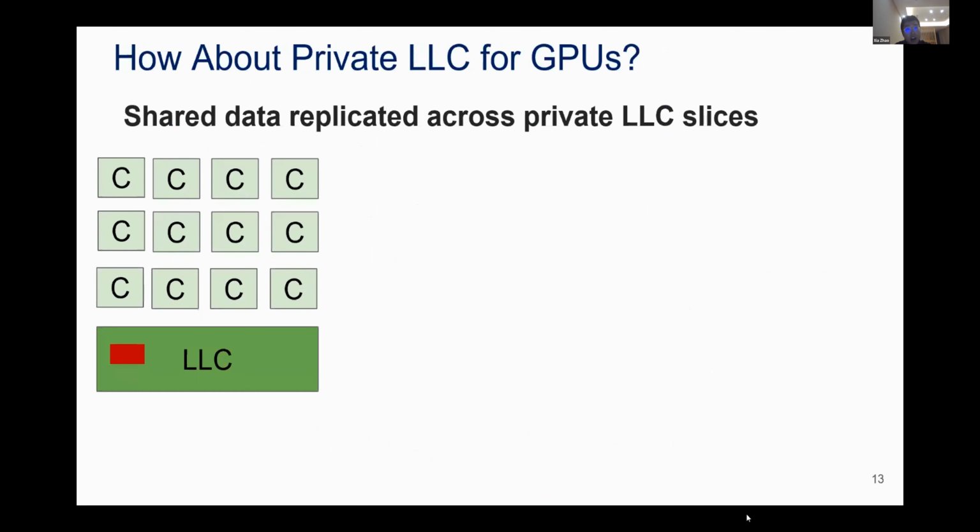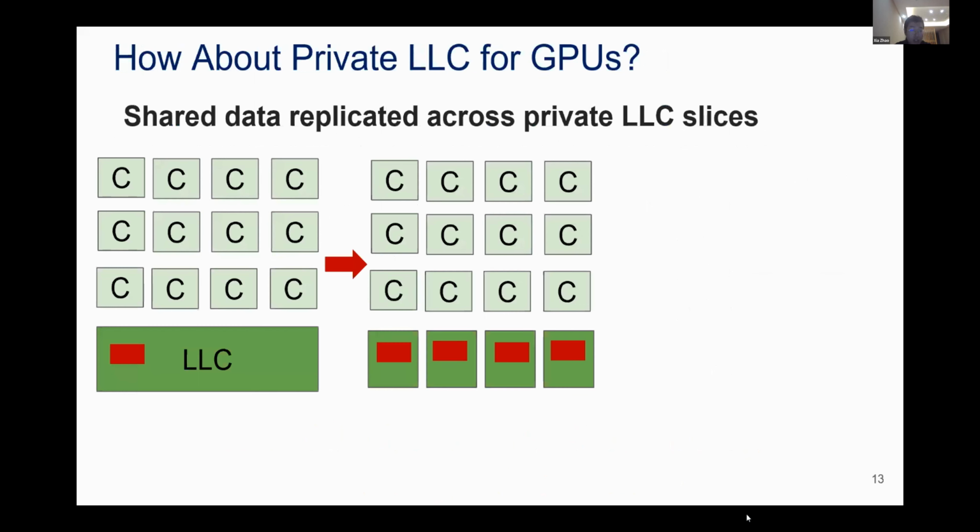So in this case, how about the private LLC in GPUs? As shown on the left, in the shared LLC, the data only exists one time in the LLC system. However, if you use the private LLC, the shared data is replicated across different LLC slices. By using the private LLC, you can eliminate the contention because different GPU cores can access different copies of the same data.